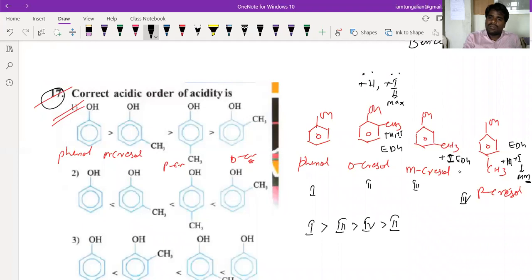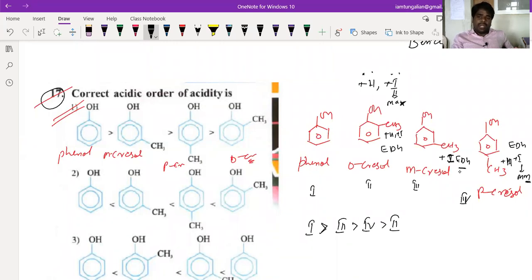So the acidic nature of phenols is inversely proportional to electron donating groups. Because of that reason, all these three are having electron donating groups, and unsubstituted phenol will be most acidic. Followed by what beta? Followed by metacresol, because it is having only one donating effect, whereas orthocresol and paracresol are having two donating effects. Because of that, metacresol will be more acidic than orthocresol and paracresol.